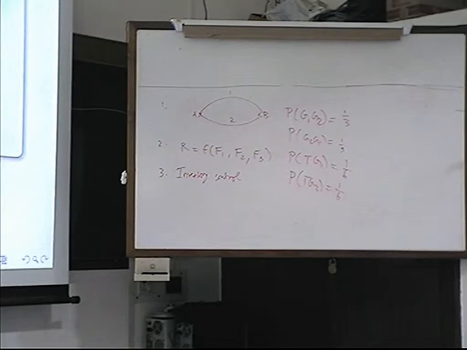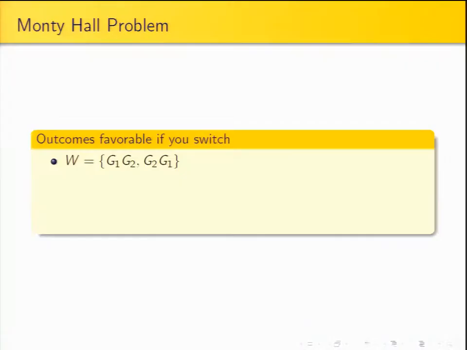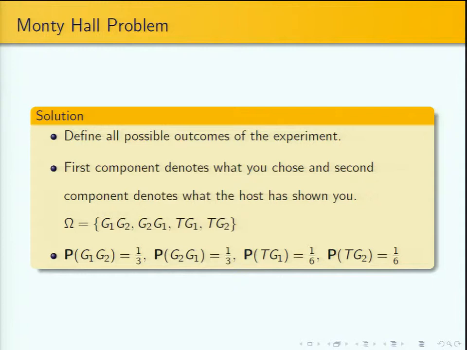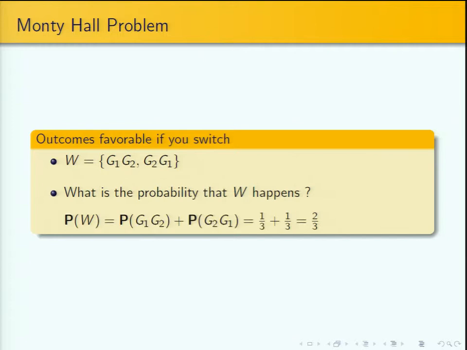Very simple. Now, the outcomes favorable to you when you switch are what? (G1, G2) and (G2, G1). Everybody is clear with this? If you have picked G1 and the host has shown you G2 and you switch, you will win. The same thing happens if you pick G2 and the host shows G1, and you will still win. Will any other outcome favor you? (T, G1), will it favor you? No, right? (T, G2) will not favor you if you switch. So what is the probability that W happens? Good. We have computed it by defining the outcomes.